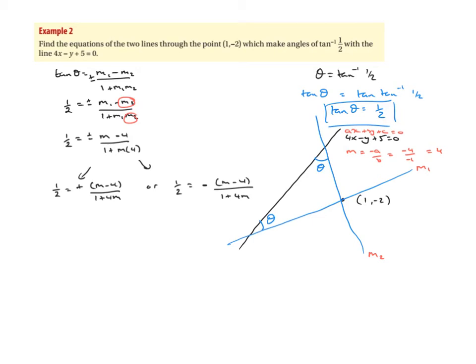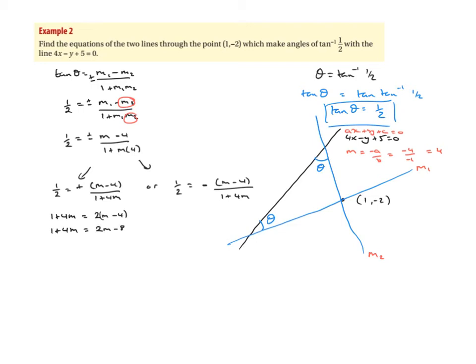If I do that, I'm going to cross multiply. So I'm going to cross multiply this to get up here, this to get up there, which means I'm going to end up with 1 plus 4m is equal to 2m minus 4. I'm going to multiply out that bracket, get 1 plus 4m is equal to 2m minus 8.